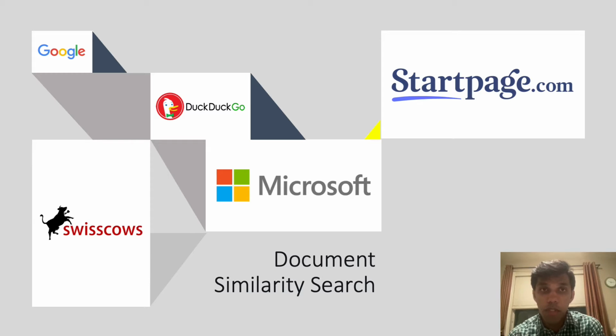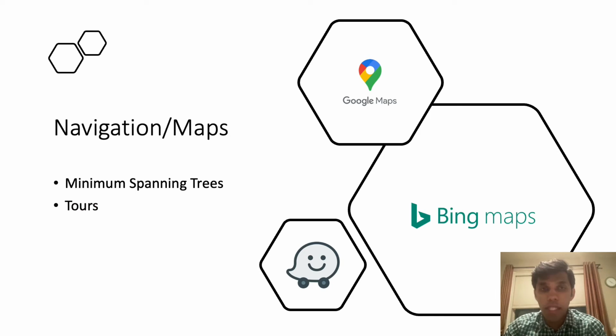Now that we have established the notion of distances, let's quickly get back to the proximity problems. There are numerous internet giants like Google, Microsoft, Swisscows, DuckDuckGo, and StartPage, who try to solve these proximity problems on a day-to-day basis. For example, trying to find a document which is as close as possible to the keyword which is presented. These applications are not limited to document search.